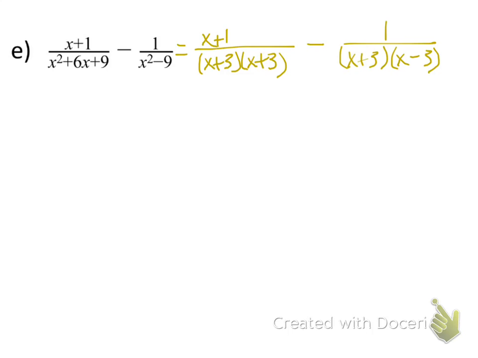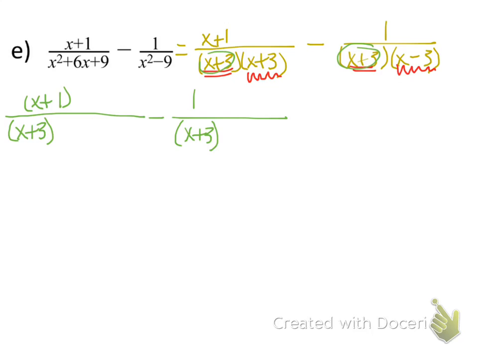Minus 1 over, and then x squared minus 9 is x plus 3 and x minus 3. So we can see that both of those denominators have an x plus 3, but this one has another x plus 3, and this one has an x minus 3. So let's go ahead and see what we've got. Again, let's write down our numerators. And again, they've both got that x plus 3, so let's just give them both that.